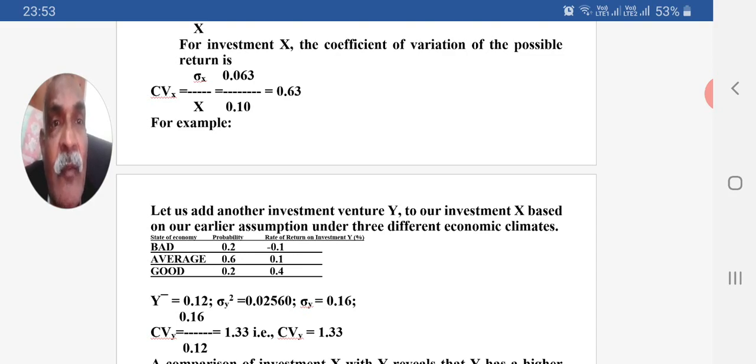So when we calculate expected return of Y by adding probability 0.2 multiplied by minus 0.1, plus probability 0.6 multiplied by 0.1, plus 0.2 multiplied by 0.4, when you add all these, we will calculate expected return as 12%, that is 0.12. And when we take the square root of 0.12, that is variance, will be equal to 0.02560. And when we calculate standard deviation, that's square root of 0.02560, it will give you 0.16.